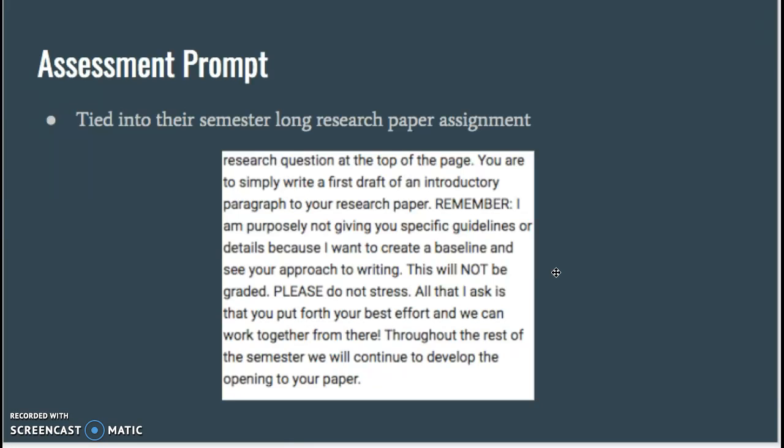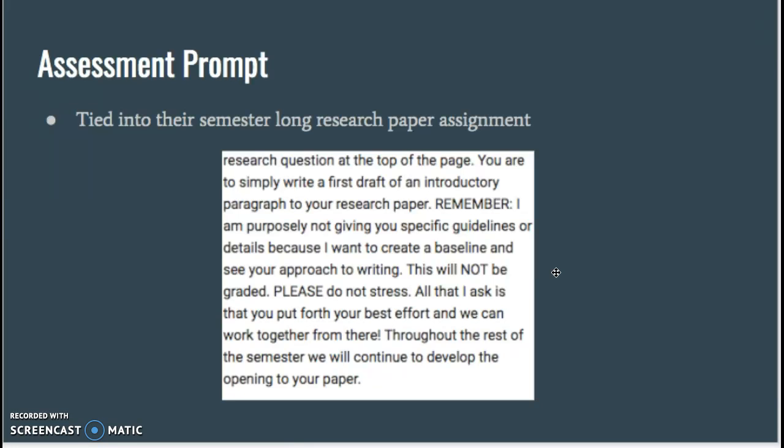So I said that they were simply to write a first draft of an introductory paragraph to their research paper. I reminded them that I'm not giving them specific guidelines on purpose because I want to create a baseline and really see what their approach was to writing. Previously, before this goal, I had not observed any of their writing other than maybe some small exit tickets that they had done in informal assessments, so very informal writing.